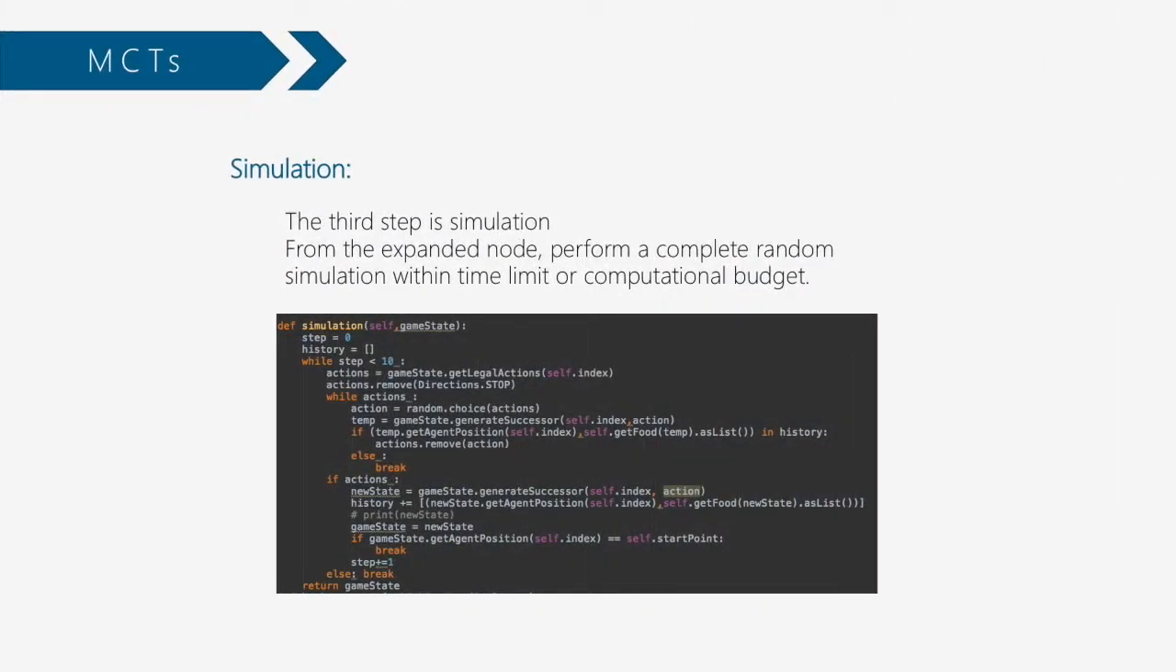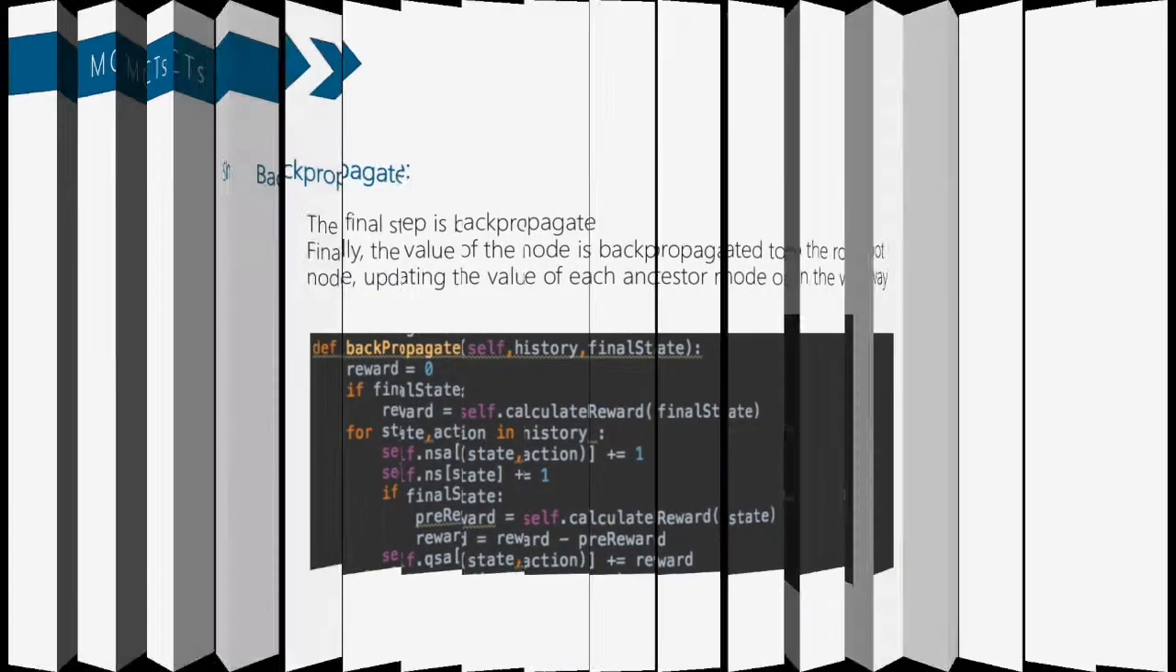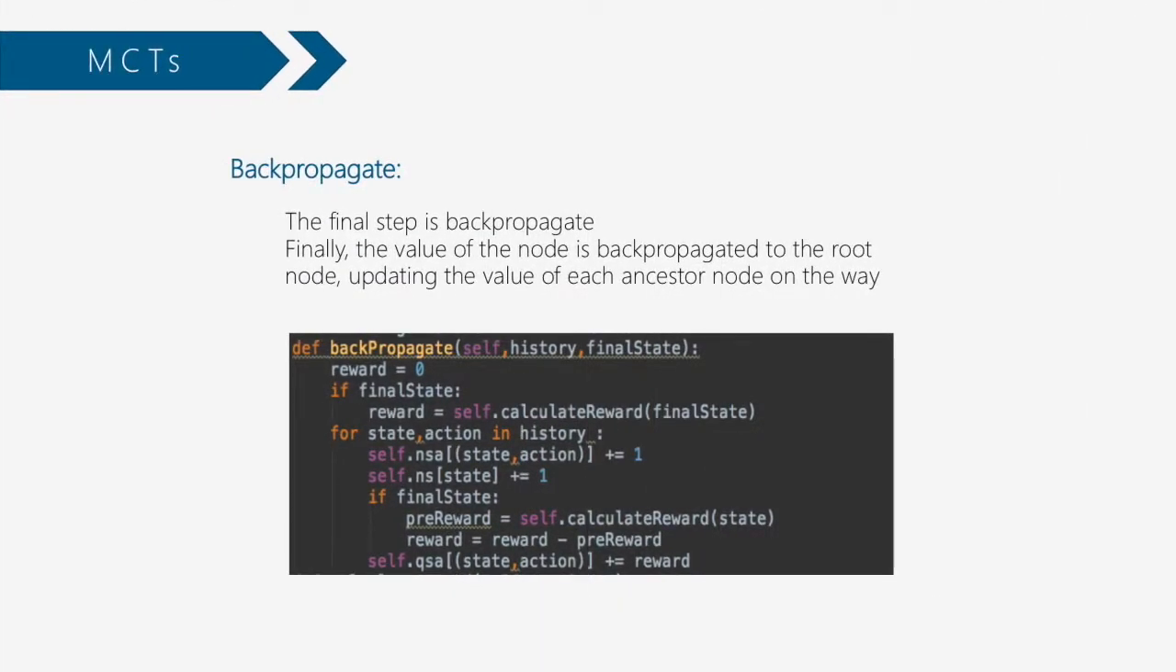The third step is simulation. From the expanded node, perform a complete random simulation within time limit or computational budget. The last step is backpropagation. The value of the node is backpropagated to the root node, updating the value of each ancestor node on the way.